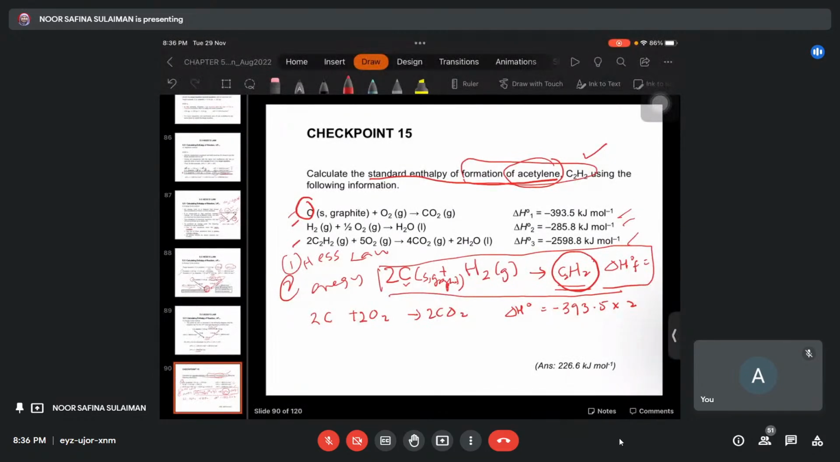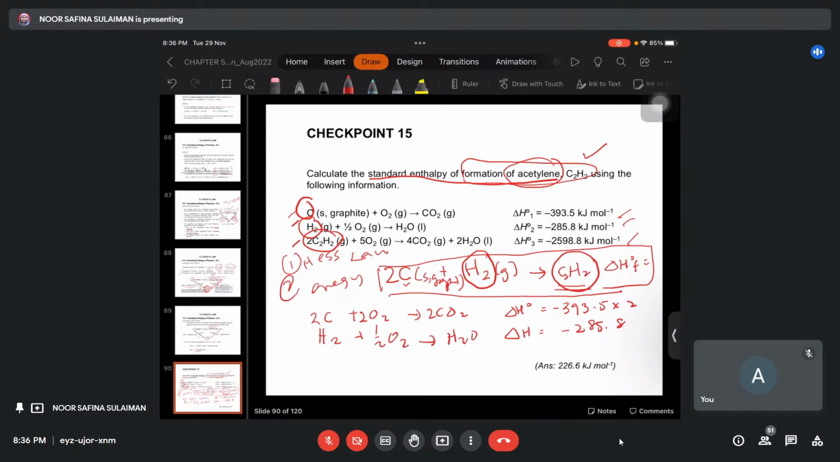Apa yang kita nak fokus pada equation number 2? Apa yang kita nak nampak, kita nak target daripada equation number 2 ni? H2. Okay, kita nak H2. Nampak tak kita perlukan H2 di sebelah kiri juga? Okay, jadi kita perlu tak ubah apa-apa pada equation number 2? Tak perlulah sebab dia memang dah 1 mol. Okay, so H2 plus half O2 produce H2O. So data H dia pun akan samalah iaitu negative 285.8 kilojoule.